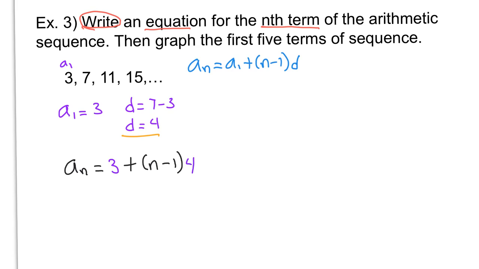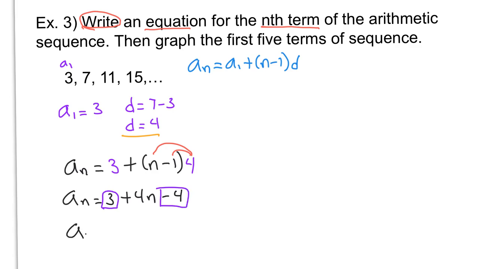But we're not done. You actually have to simplify that equation. So I need to distribute the 4 into the parentheses. So I have a sub n equals 3 plus 4n. You multiply 4 times n, and then you multiply 4 times negative 1, and that's going to be minus 4. We have like terms, the 3 and the minus 4, so you combine them.